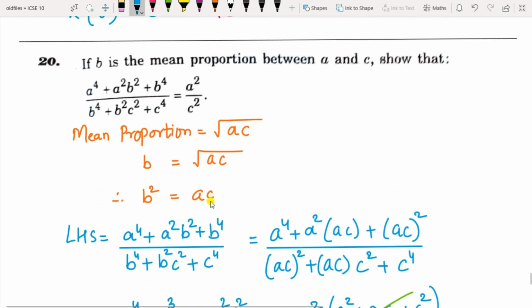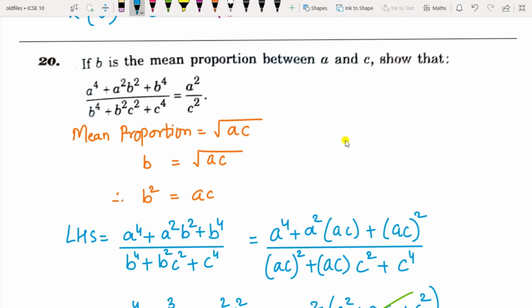Question 20. If B is the mean proportion between A and C, show that this is the equation you have to prove. So mean proportion means mean proportion of A and C. So mean proportion equal to under root of A and C. This is the formula. Mean proportion value is given as B here, equal to under root of AC. So if you remove the square root, it will be B square equal to AC. Now in place of B square, substitute the value AC here. So this is the B square here, you have to substitute AC.